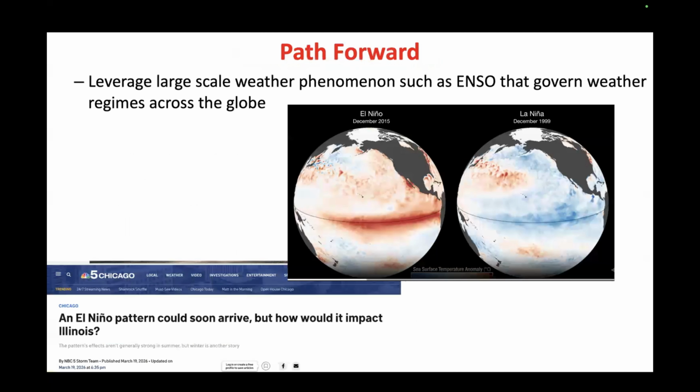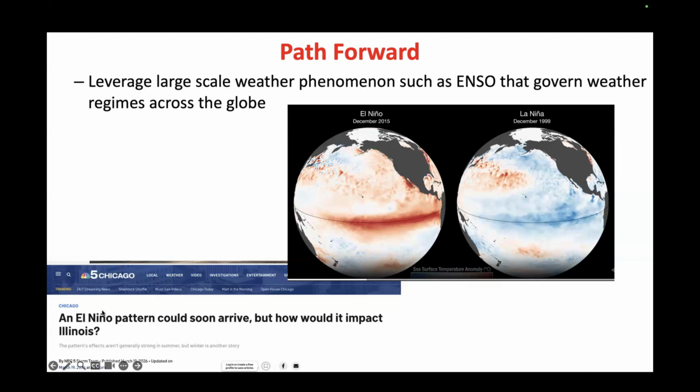So we have been arguing for leveraging large scale weather phenomena such as El Nino and La Nina. El Nino and La Nina are determined based on the anomaly in sea surface temperature in the equatorial Pacific region. The warmer phase, when the temperature is warmer than normal, is called El Nino, and cooler than normal is La Nina, right? This is an anomaly in sea surface temperature, but it has a very strong implication in terms of how weather patterns emerge across the globe, right? Depending upon this anomaly, you can predict how the monsoon rainfall is going to be in Nepal, in South Africa, to New Zealand and so forth, right? So they're very strong predictors. These are called large scale weather phenomena, and they govern weather regimes across the globe.